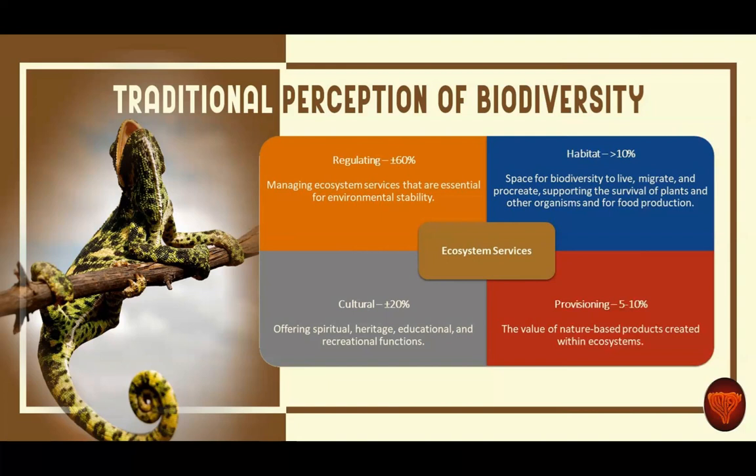The main one, which accounts for around 60%, is a regulatory service. What this essentially means is that without biodiversity, the local environment may collapse. This is by far the most important of the services because without a stable environment, the other services such as cultural, habitat, and provisioning will also begin to fail.